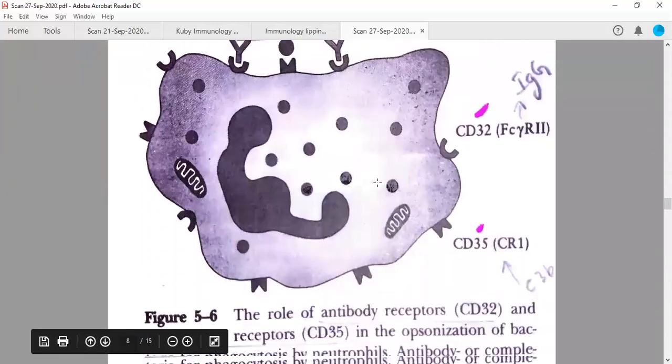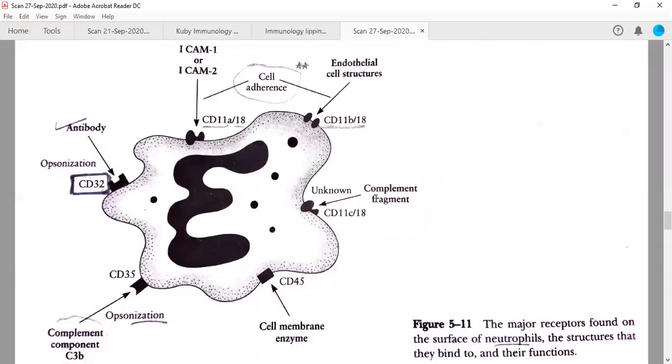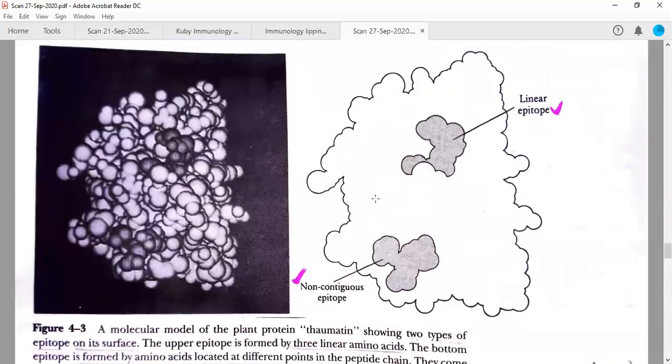Because they have two types of granules, primary and secondary granules, they will damage.